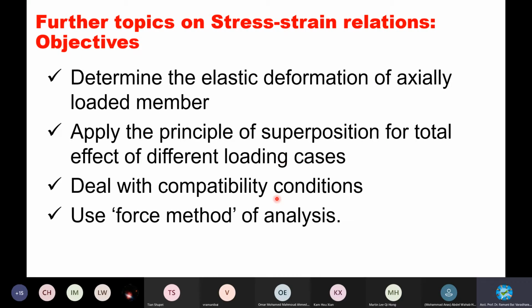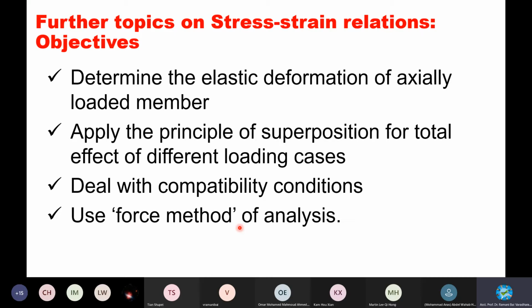Then deal with compatibility condition. You are asked to find out the material property, the strength of the member. That is called compatibility conditions. And then the force method. The force method of analysis we will not do in detail in this chapter, but in the fourth chapter we will do it. All of you remember, at this point we are talking about how the member behaves for the external loading, right? Until you finish this chapter, please keep your thinking about force and moments away. It is not relevant here, okay?